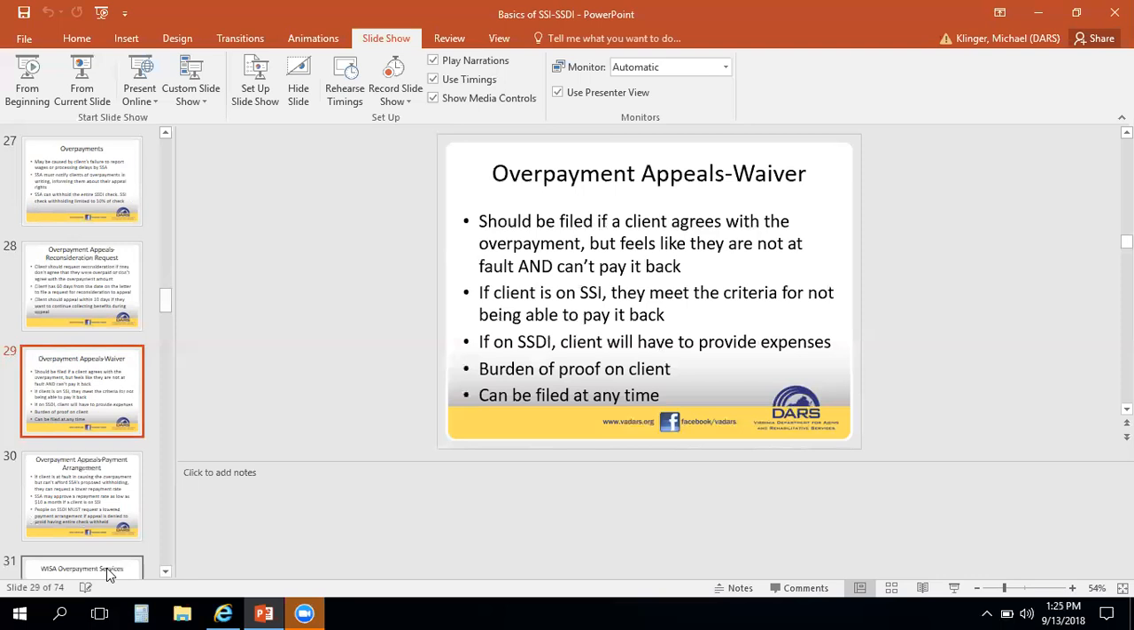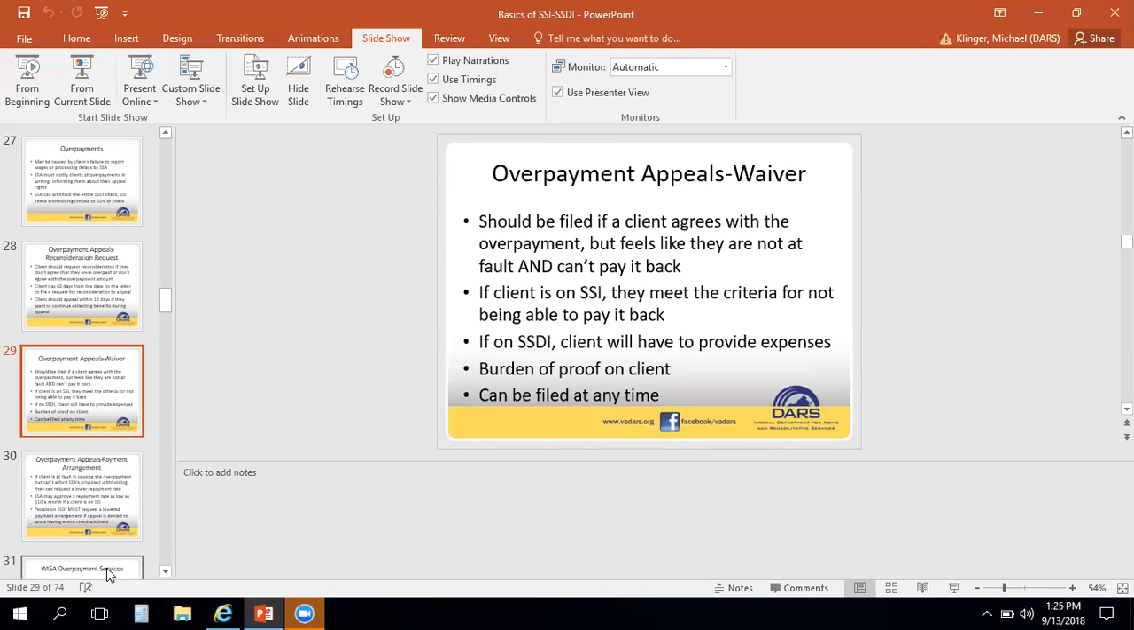If you look at the actual waiver form, there's a box on there that asks if a client gets SSI. So if a client gets SSI, they file a waiver, and the field office representative looks at the waiver and says, oh, I see that they're on SSI, then they're not going to ask for any more proof that it would be a hardship for the client to pay it back. The fact that a client is on SSI is proof enough for that.